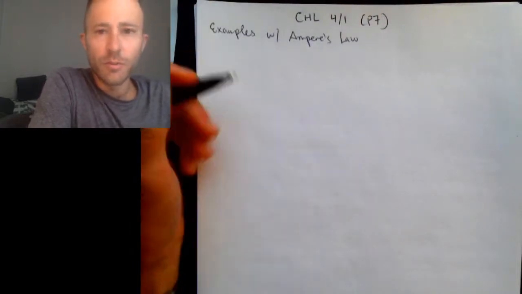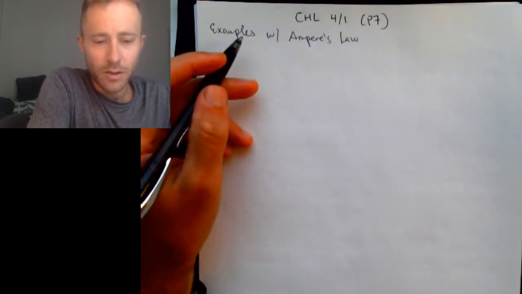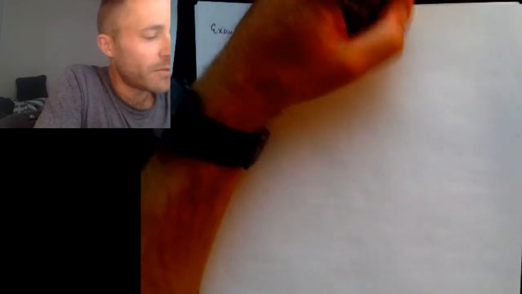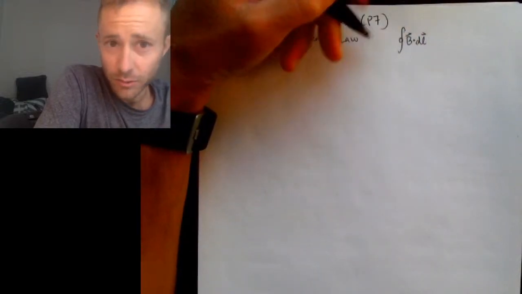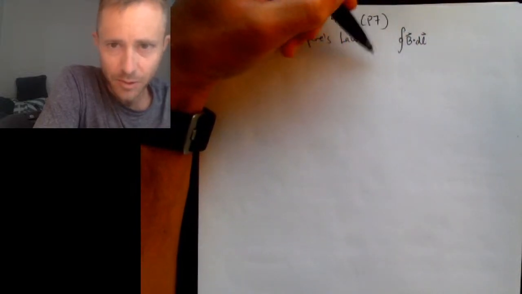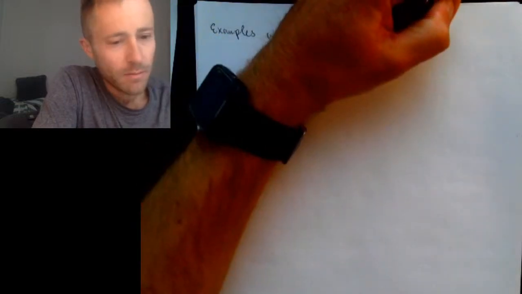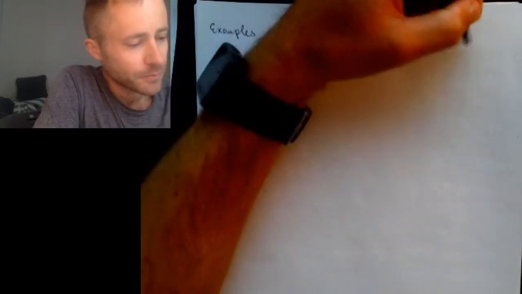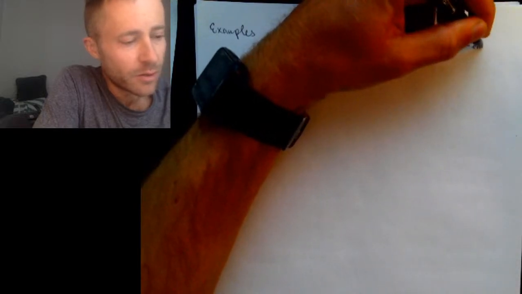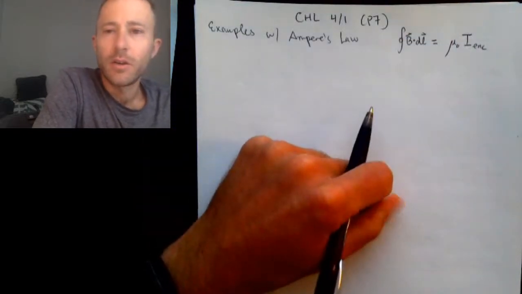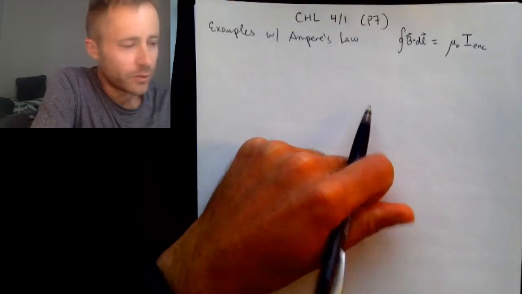And so just to remind you what Ampere's law is, we have the line integral of the magnetic field around a closed loop. That loop is called an Amperian loop. It is equal to mu naught times the current enclosed by that loop. Okay, so let's break it down. What does the left-hand side of this mean?